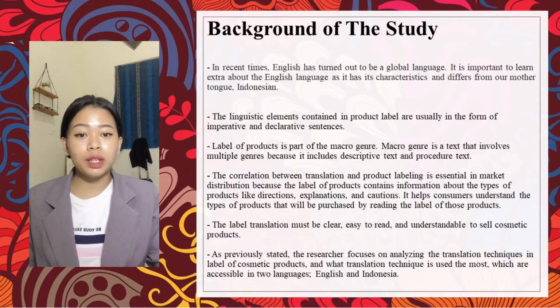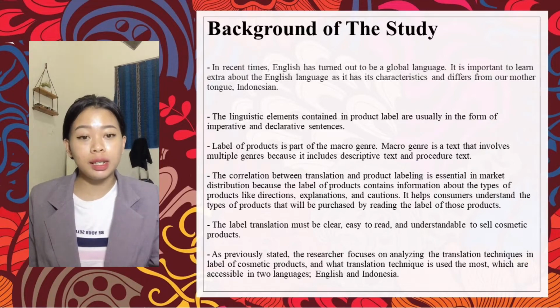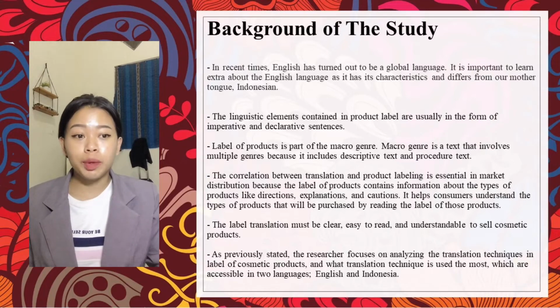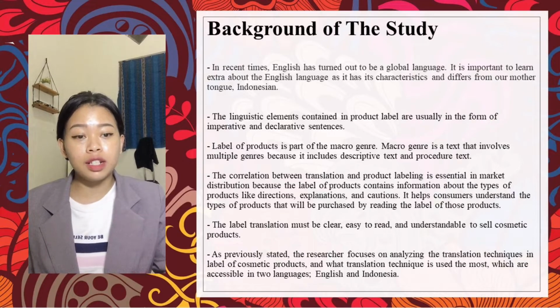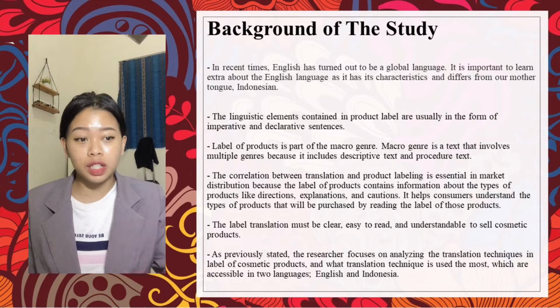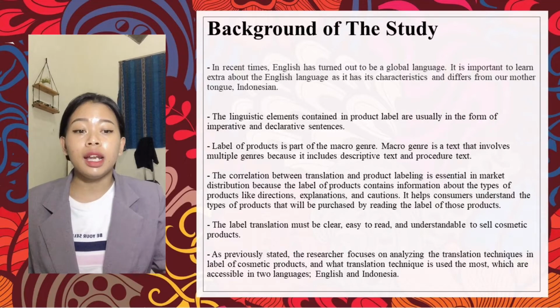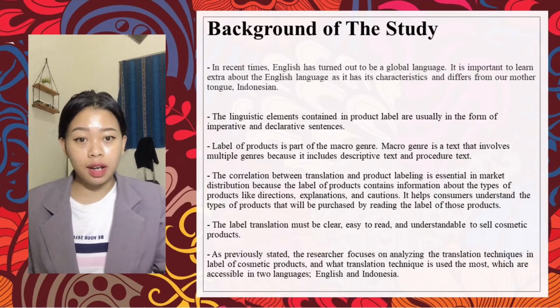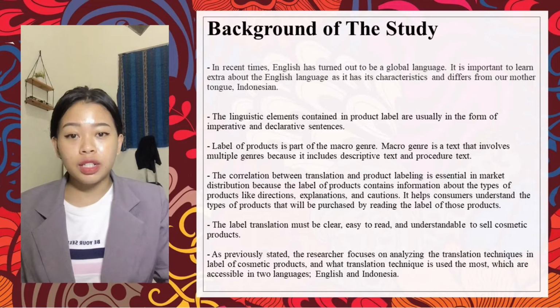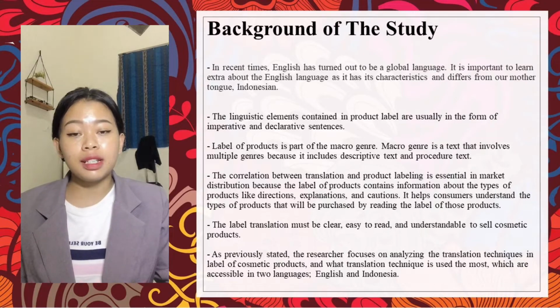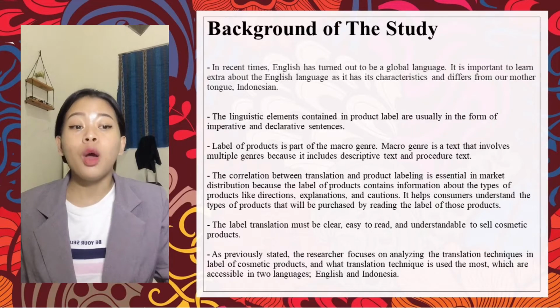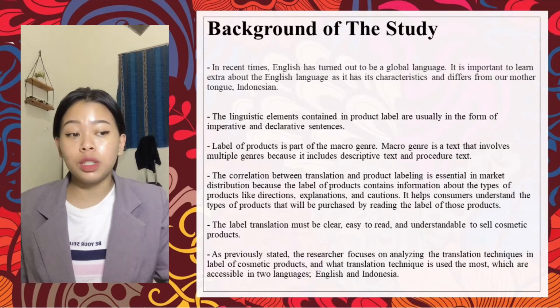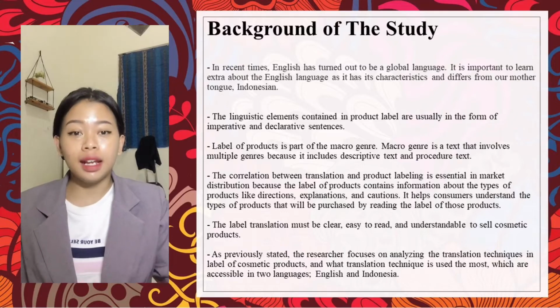So, the correlation between translation and product labeling is essential in market distribution because the label of products contains information about the types of product, like directions, explanations, and cautions. It helps consumers understand the types of product that will be purchased by reading the label of those products. The label translation must be clear, easy to read, and understandable to sell cosmetic products. As previously stated, the researcher focuses on analyzing the translation techniques in labels of cosmetic products, and which translation technique is used the most, which are accessible in two languages, English and Indonesian.